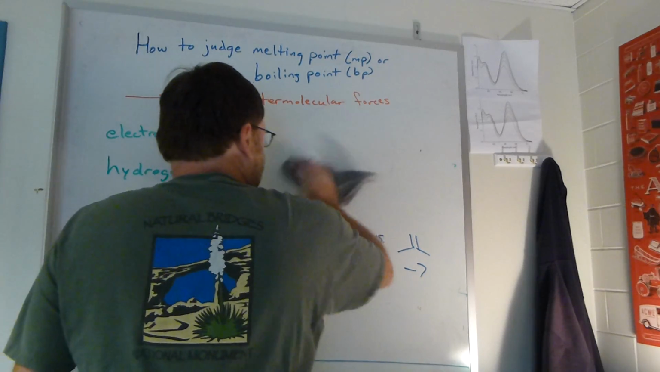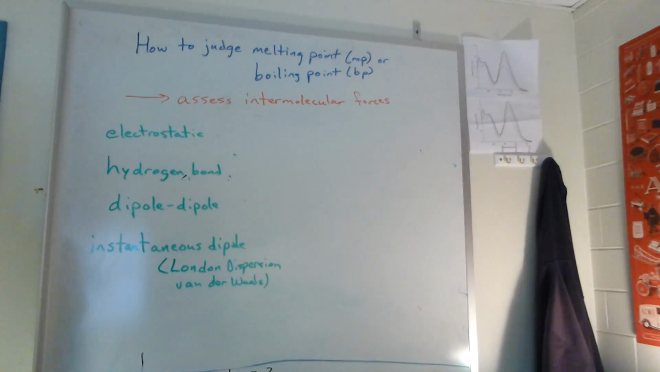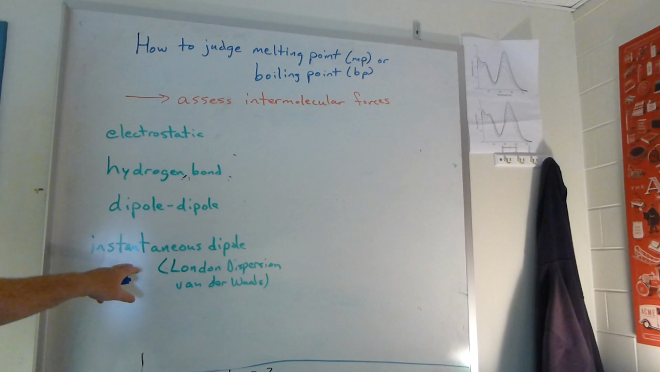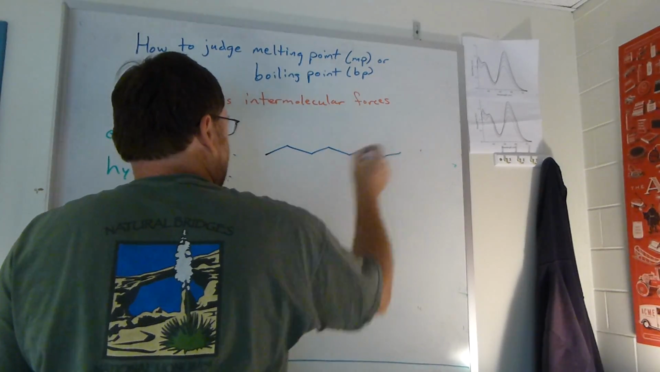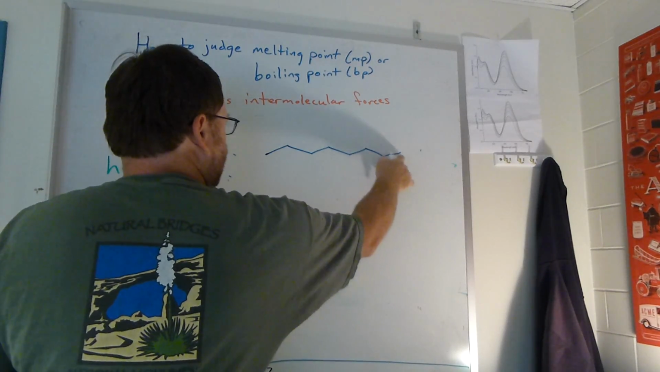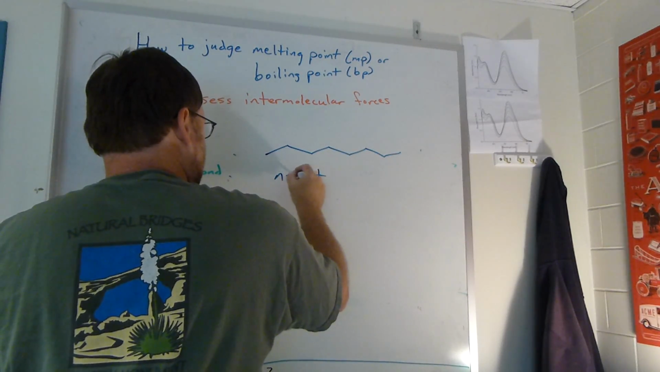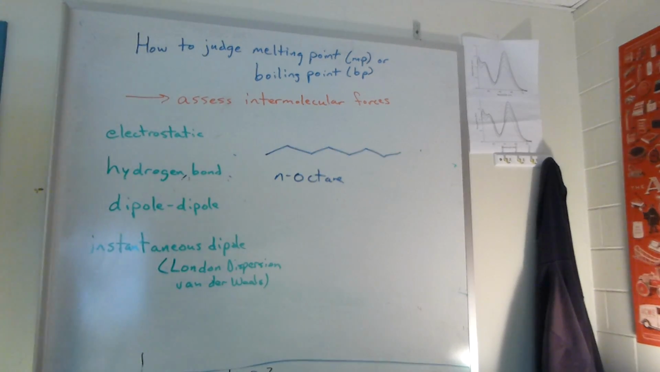Okay. So the last effect is what we call the instantaneous dipole, the London dispersion forces. And what's going on there is, let's say we have, what is that? 1, 2, 3, 4, 5, 6, 7, 8. So this is octane, this is n-octane. And again, how is an n-octane molecule going to interact with other n-octane molecules? Well, there's no charge, so there's no electrostatics. There's no OH, NH. There's nothing with lone pairs. So there's not going to be a hydrogen bond.